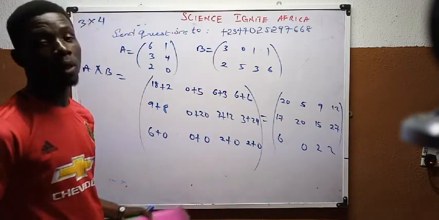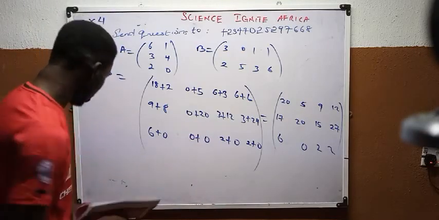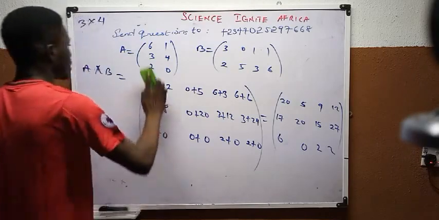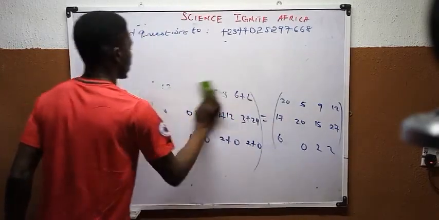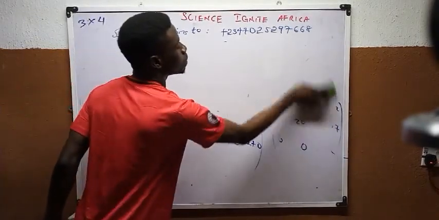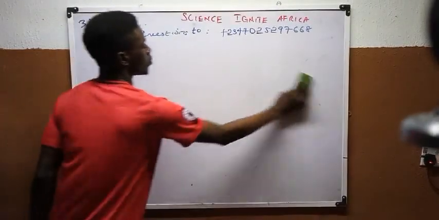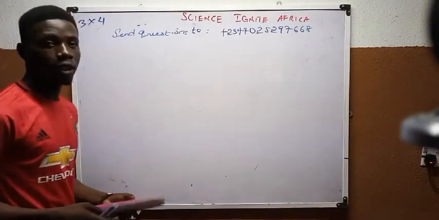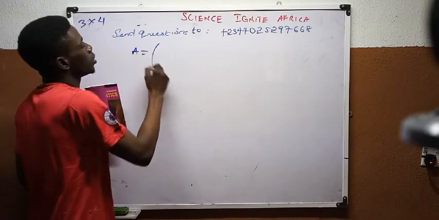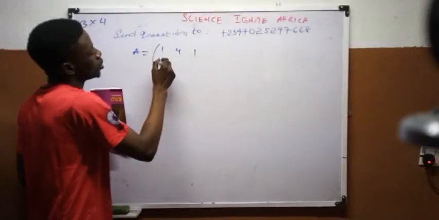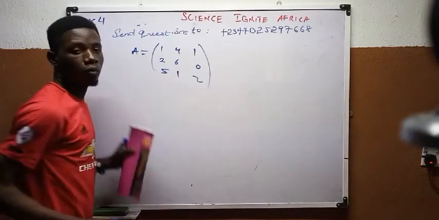Now, if you can multiply something of this nature, then even if you have a square matrix, it is easier when you have a square matrix. Now, with a square matrix, that's where you can have operations like, let me introduce you to another thing that you can be asked. Let me introduce another thing. Now, let's say I give you a square matrix this time around. 1, 4, 1, 2, 6, 0, 5, 1, 2.